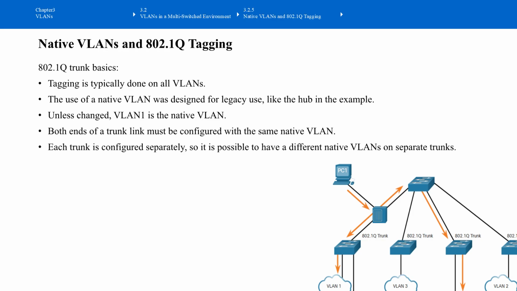For native VLANs and 802.1Q tagging, 802.1Q trunk basics: tagging is typically done on all VLANs. The use of native VLAN was designed for legacy use, like the hub in the example. Unless changed, VLAN 1 is the native VLAN. Both ends of the trunk link must be configured with the same native VLAN. Each trunk is configured separately, so it is possible to have different native VLANs on separate trunks.